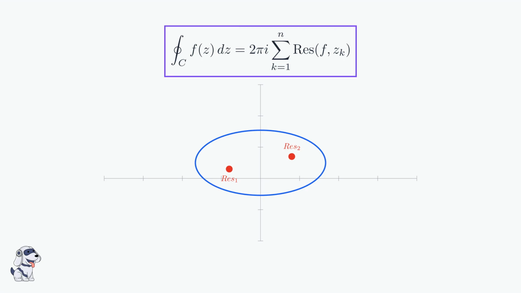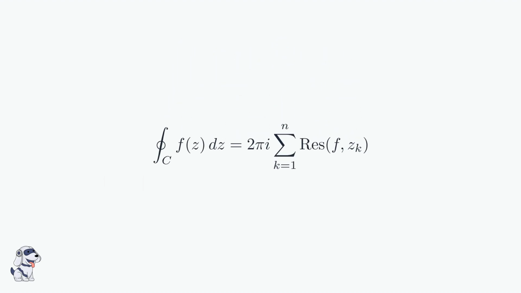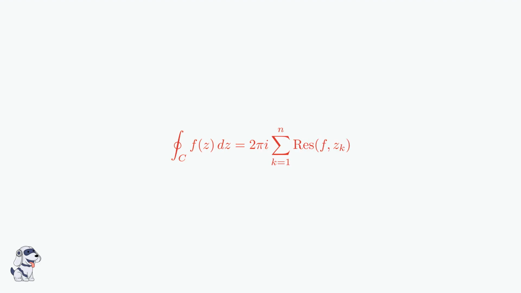This is the moment where the hard calculus disappears, leaving us with a straightforward algebraic result. It is a powerful bridge between geometry and algebra. Now that we have our residues calculated, we arrive at the most elegant part of the process. We use the Cauchy Residue Theorem to link our contour integral to these residues.